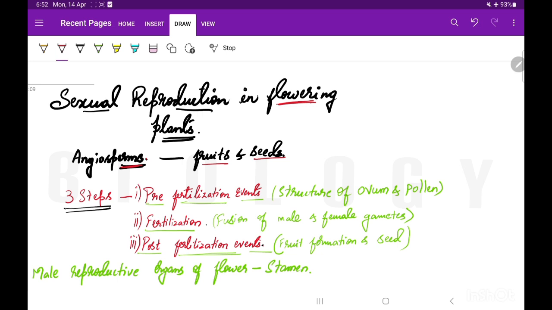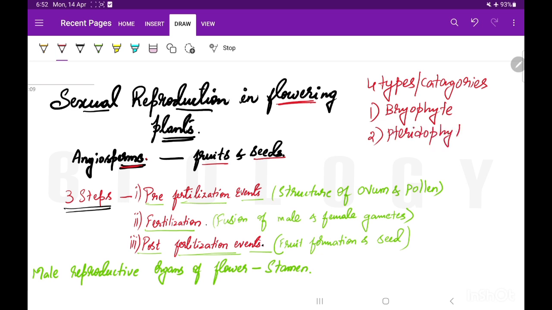We know there are four categories: bryophytes, pteridophytes, gymnosperm and angiosperm. The angiosperm is highly developed, having flower, fruits and seeds. In this chapter we will go through the sexual reproduction that happens in angiosperms, which bear flower, fruits and seeds.